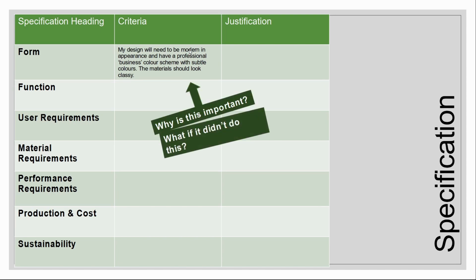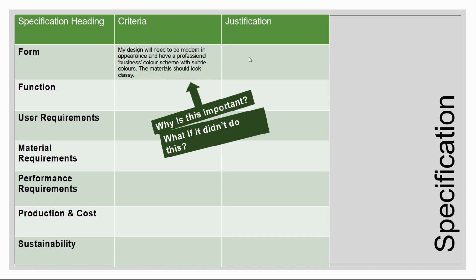And another way to look at it is by saying, what if your design didn't do this? So this is something, the second question on here, this is something I always say to students if they're stuck on what to put in this box. So they might write some of these and say, oh yeah, it's important to do this because, it's important to do this because. But if they get stuck on any, well, I flip the question around and say, well, okay, what if it didn't do this? So whatever it is I'm designing here, I've said that it needs to be modern in appearance and have a professional business colour scheme with subtle colours. The materials should look classy.